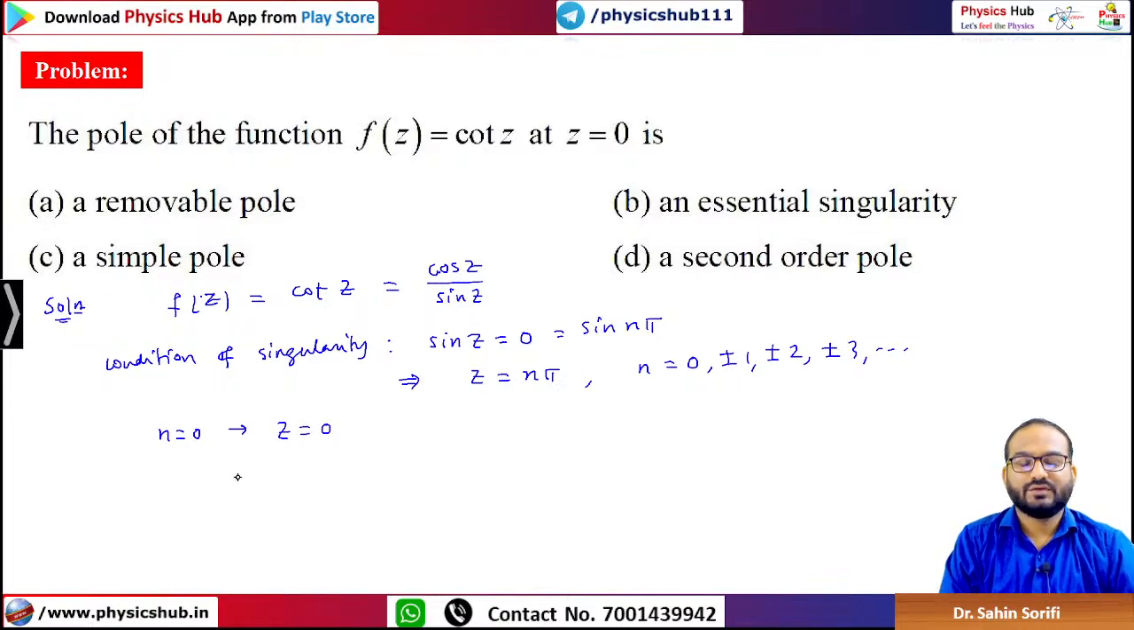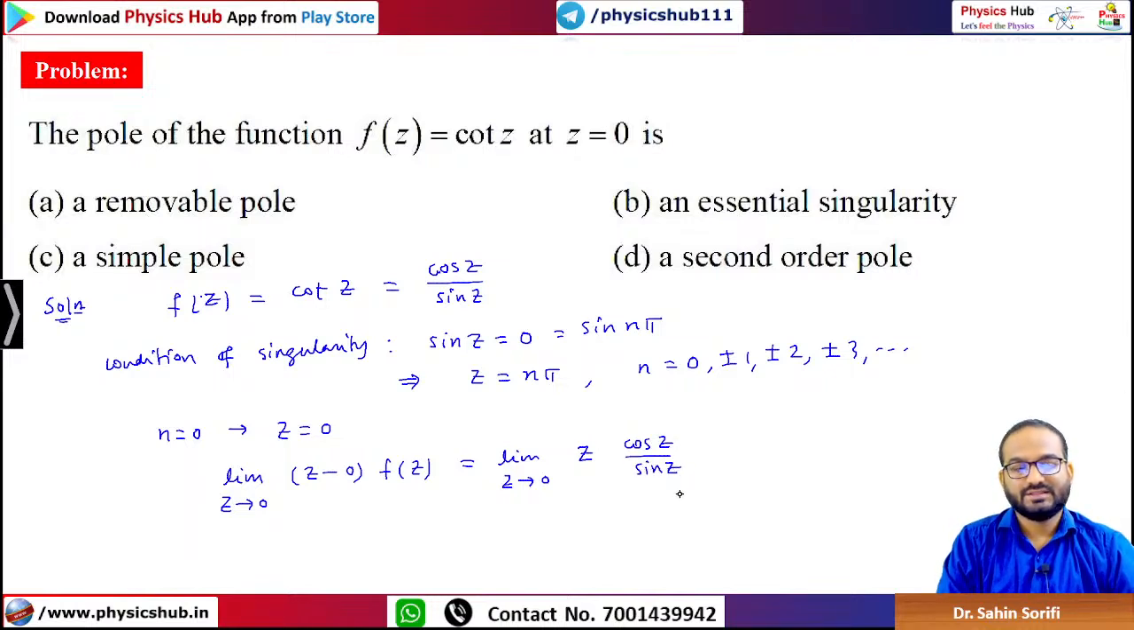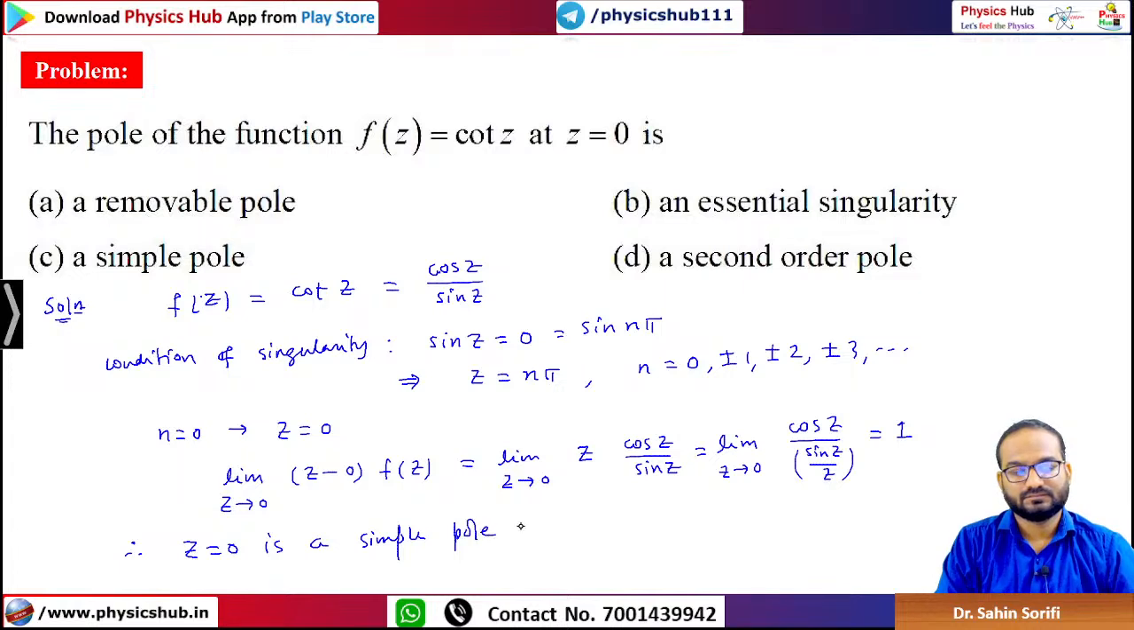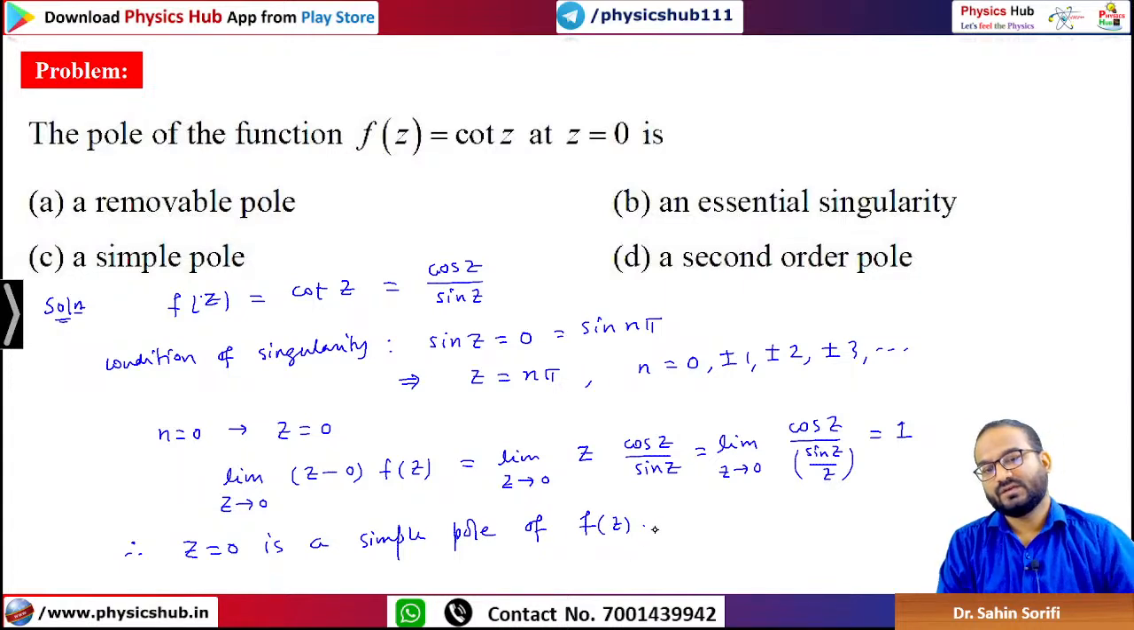Okay. So what is the formula for simple pole? If you have limit z tends to 0, z minus 0, f of z equals to limit z tends to 0, z times cos z by sin z. So this is limit z tends to 0, cos z divided by sin z by z. So limit z tends to 0, sin z by z is 1, and cos 0 is 1, so this value is 1. So you are getting a finite value when you calculate the residue at the simple pole. So z is equals to 0 is a simple pole. Is it clear or not?